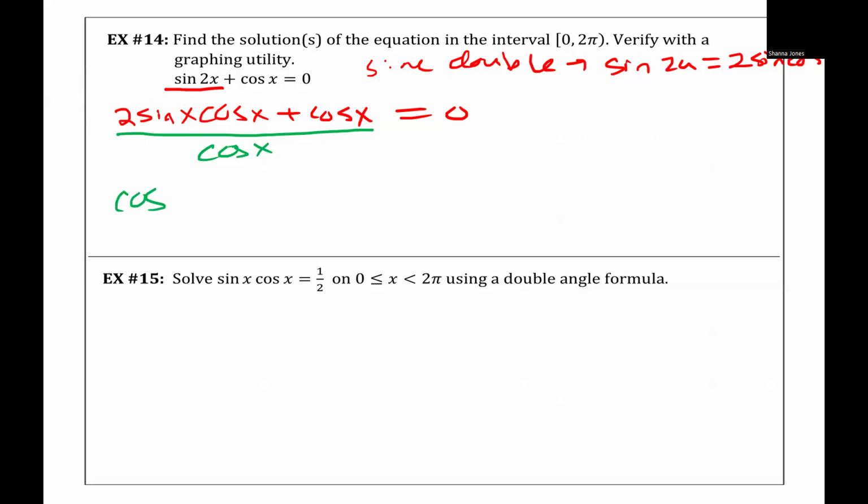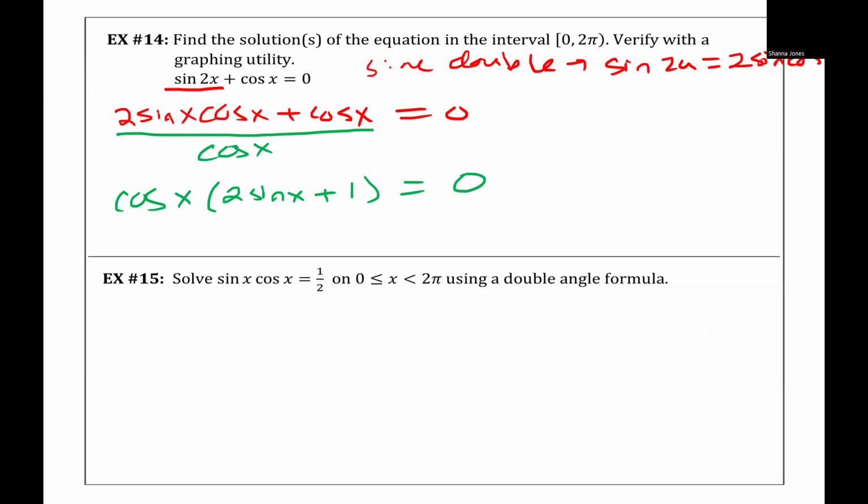Cosine x. So I'm going to factor out cosine x. And when I factor out cosine x, I'm left with 2 sine x plus 1 equals 0. The reason why you want to create a factor is because now you have to separate and solve them as separate problems. So I can now solve them as 2 separate problems.